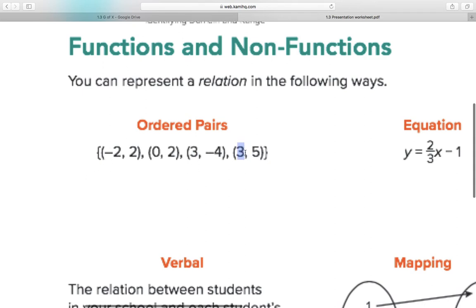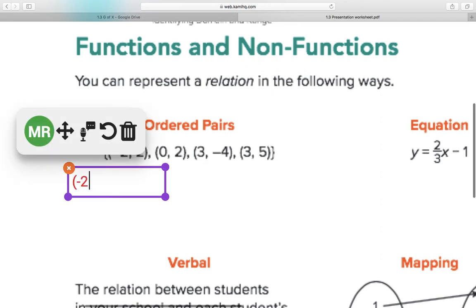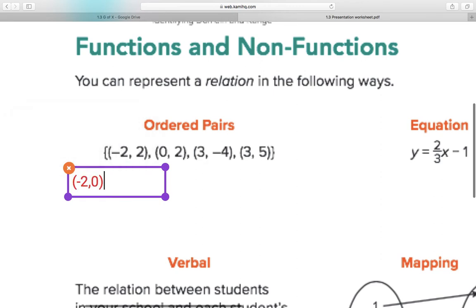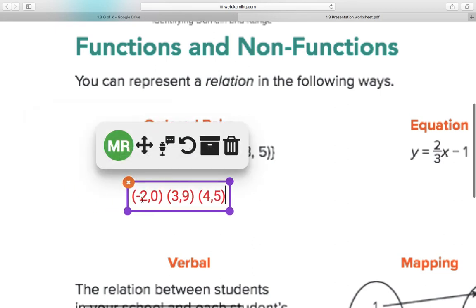Our 3 is repeating here, which means we actually don't have a function here. The only reason why you would have a function is if it was all different numbers, okay? So for instance here, if I had -2, 0, and then I had, I don't know, 3, 9, and then I had 4, 5. That would be a function. This ordered pair here would be a function because none of our x's repeat. We have a -2, a 3, and a 4, but it never repeats.